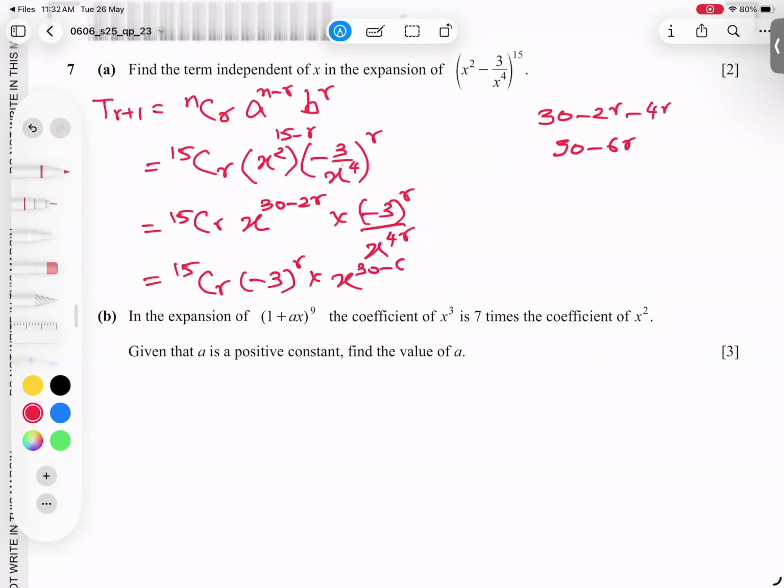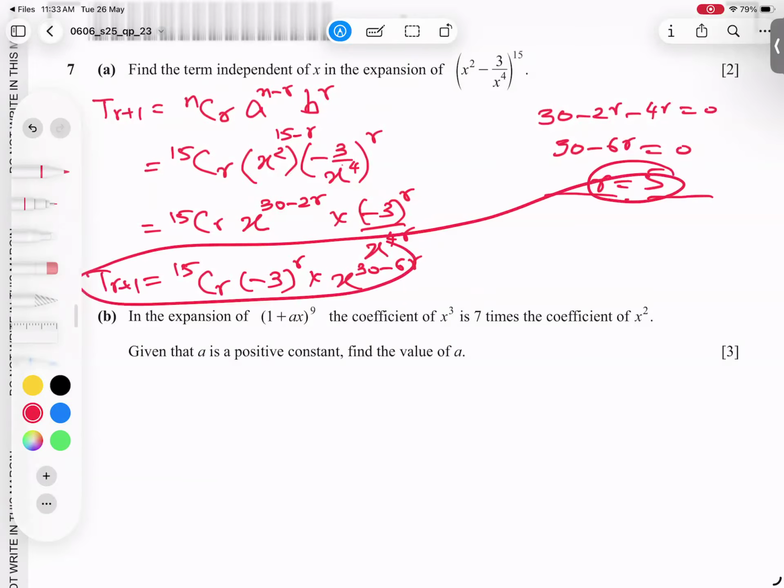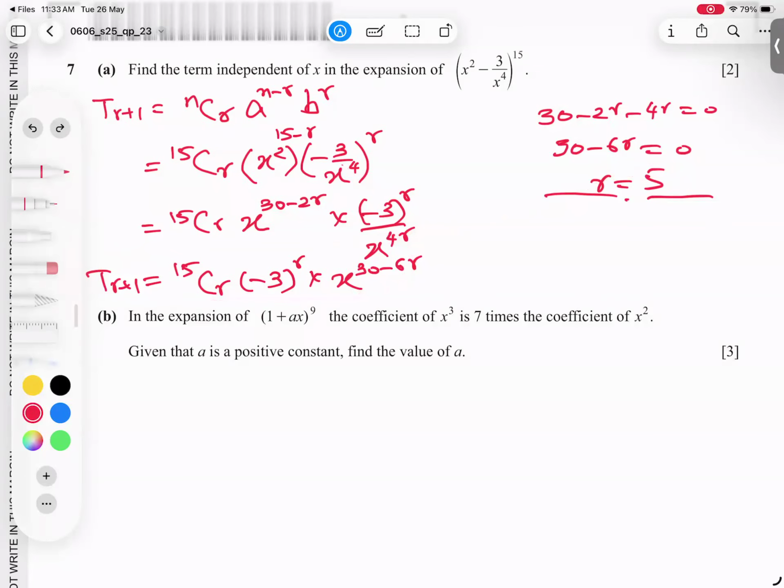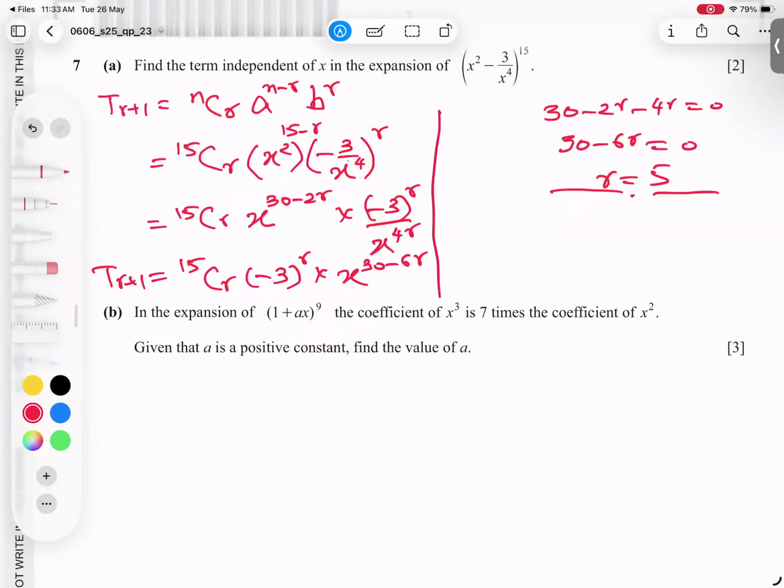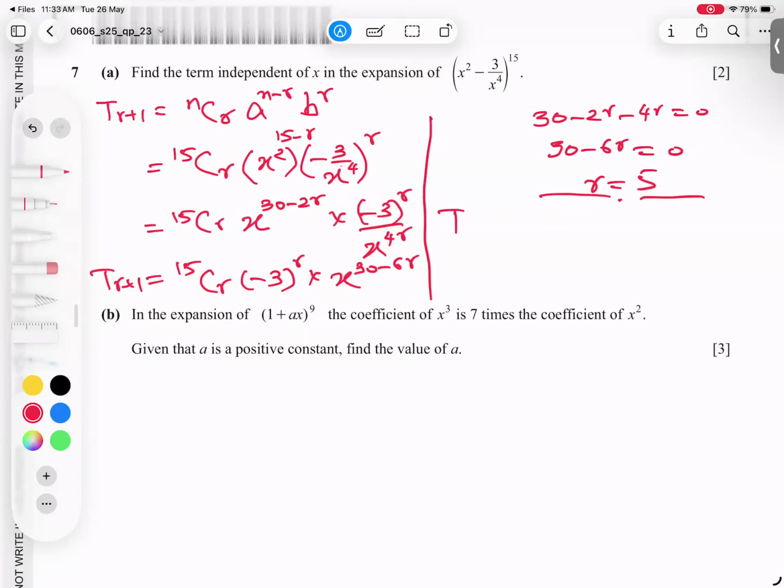So 30 minus 6r. According to demand of question, we must need equal to 0. Independent means 0. When I put it equal to 0, so r value becomes 5. How come? 6r goes there and 6 divides and we get 5. And this value 5, I'm going to plug in here. When I plug it in all here, I'll get my answer. So it means 6th term is my answer because 5 plus 1 is 6. So 15C5 and negative 3 to power 5. And when I plug in 5 here, 30 minus 30 becomes 0.